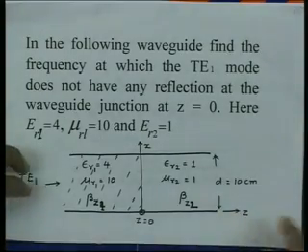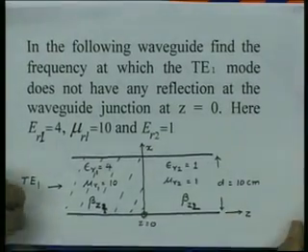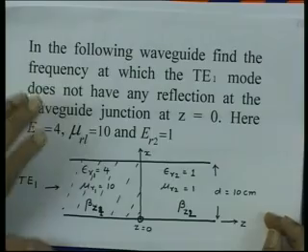So, this problem can in fact be solved in two ways. One is taking the fields for a particular mode and then matching the boundary conditions at z equal to 0. The second way is visualizing this TE1 field as a superposition of uniform plane waves and then applying the concept of Brewster angle. Both methods are acceptable, and both essentially give the same value.